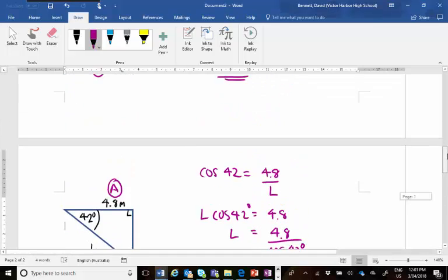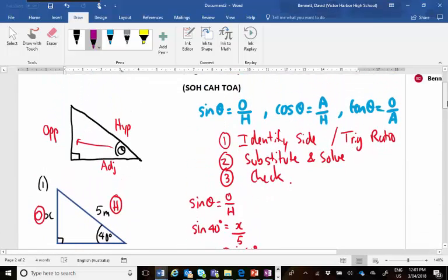If you keep in mind the key things that we've got up over here, the steps are: identify the side and the trig ratio, substitute and solve. There's really only two things you're solving for, one where the unknown is at the top, one where the unknown is at the bottom. And then you need to make sure you check your answer and make sure it works properly.